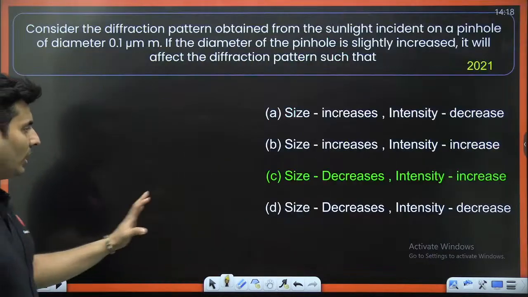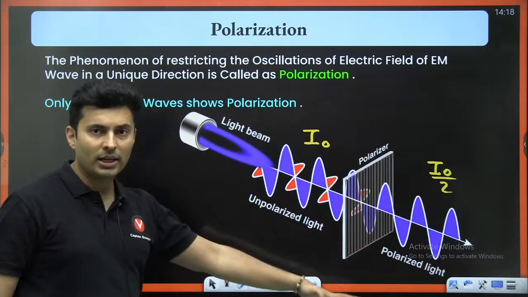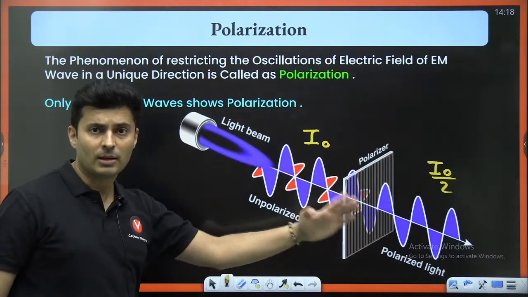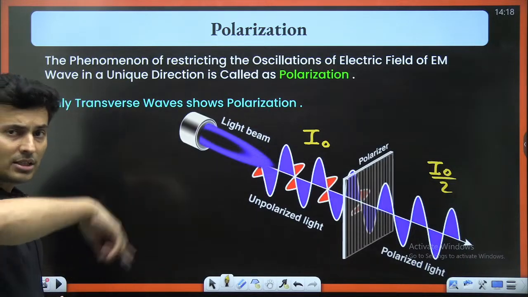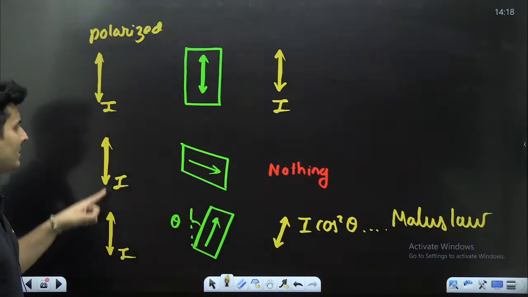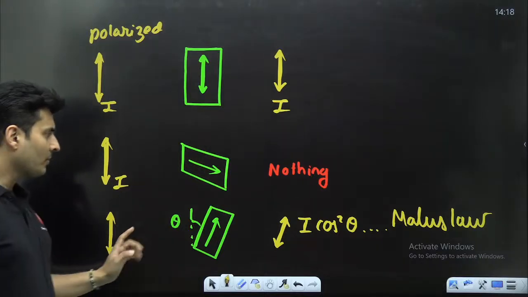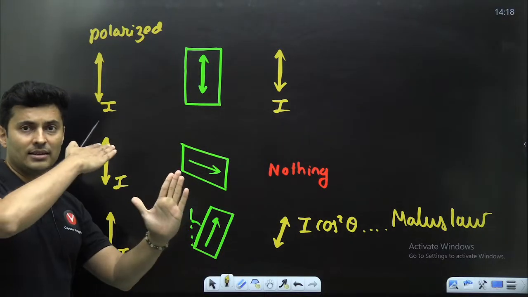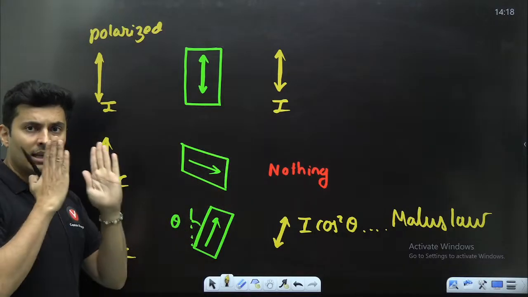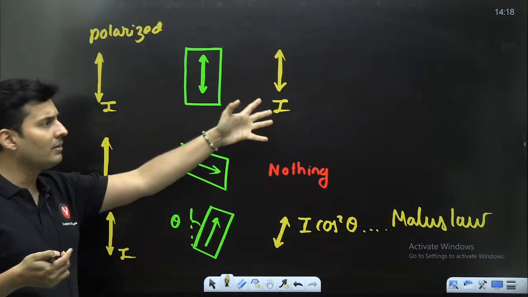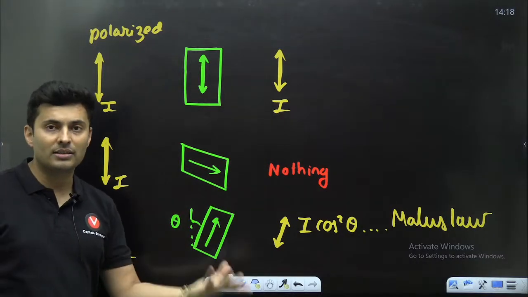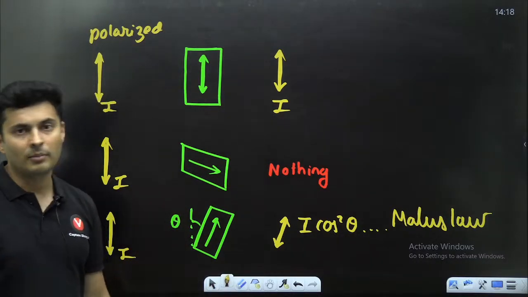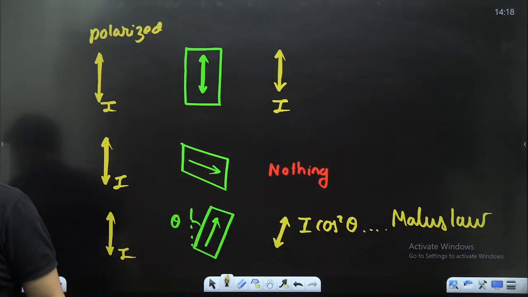So if you have unpolarized light, then it becomes polarized. Intensity becomes half after passing through the polarizer. Unpolarized light has vibrations in all directions. Polarized light has vibrations only in one direction. If the polarizer is perpendicular, nothing will come out. If it is parallel or anti-parallel, everything will come out. If it is at an angle, I cos square theta intensity will come out of it. That is what you should know.